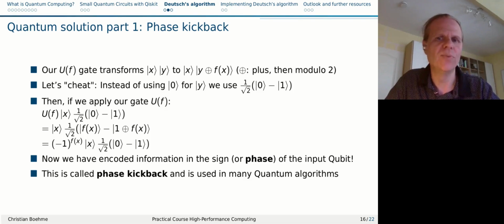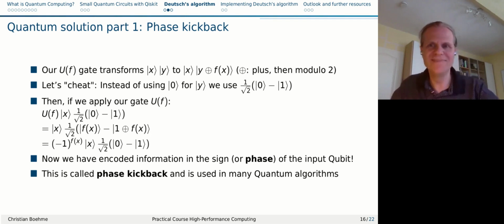Here it's 1 plus f of x modulo 2 again. Then you think about what happens if you insert something, right? If the result is 0, this becomes simply 0, and this becomes simply 1, that is this one. And if you insert 1, this becomes 1, and this becomes 0 because it's modulo 2. And then it's 1 minus 0. And that you can write here. Okay?